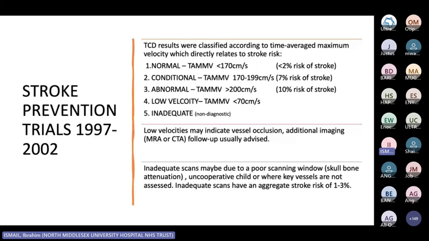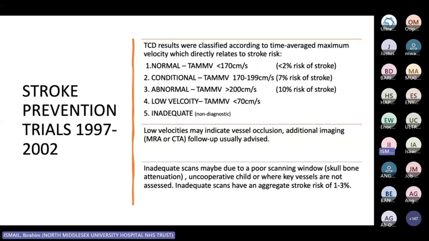the STOP trials. Whereas if the velocities were between 170 and 199 centimeters per second in TAMMV, then the risk increased to at least 7%. And then if it was above 200 centimeters per second, then there was a 10% risk of stroke. So that's a 1 in 10 risk, which is quite substantial.